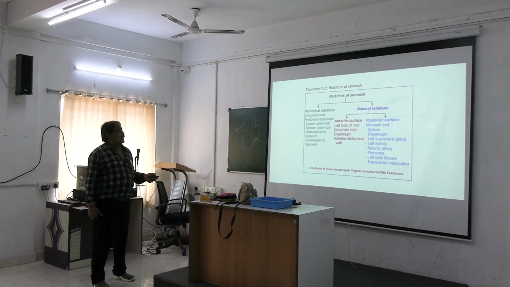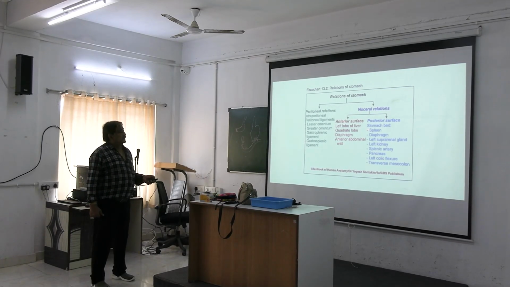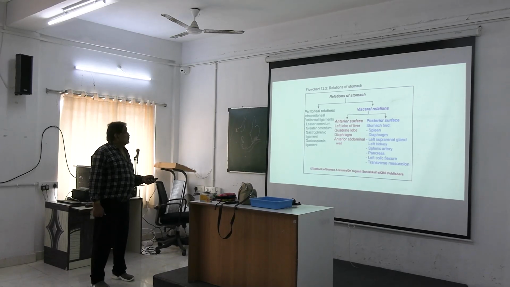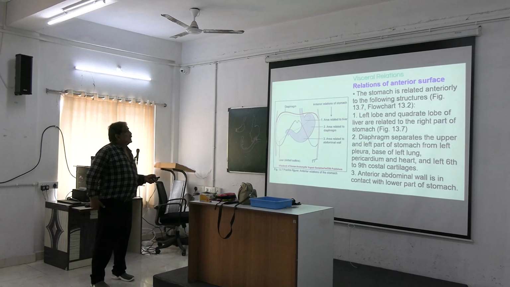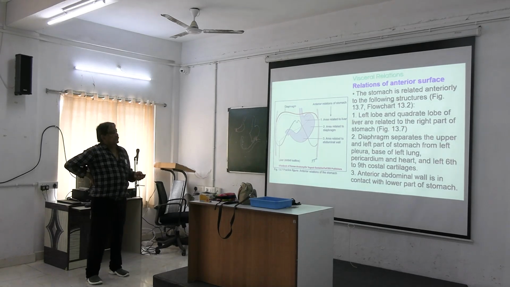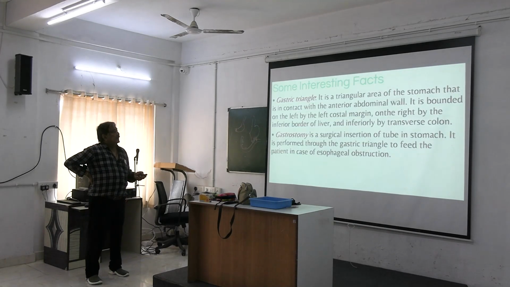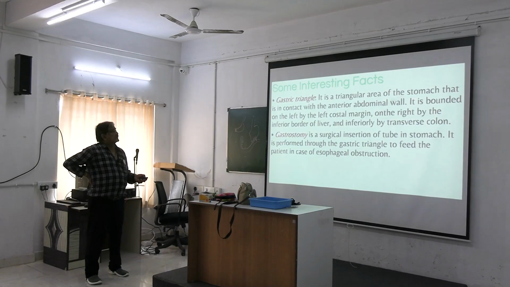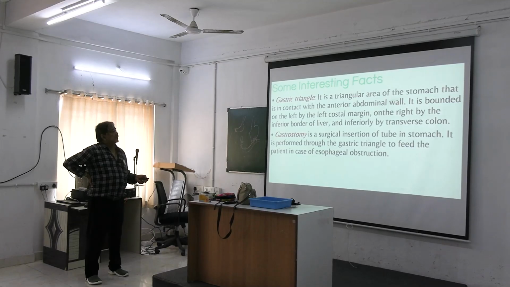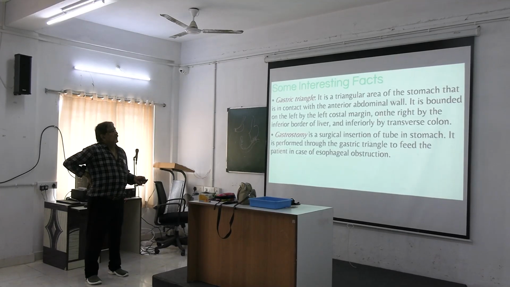Now your visceral relations. These are the visceral, these are peritoneal relations. Now, I won't go into the details of this. Now, these are the terminology, gastric triangle. It is a triangular area of the stomach that is in contact with the anterior abdominal wall. It is bounded on the left by the left costal margin, on the right by the inferior border of the liver, and inferiorly by the transverse colon.